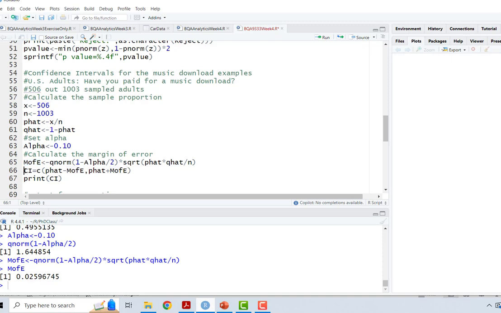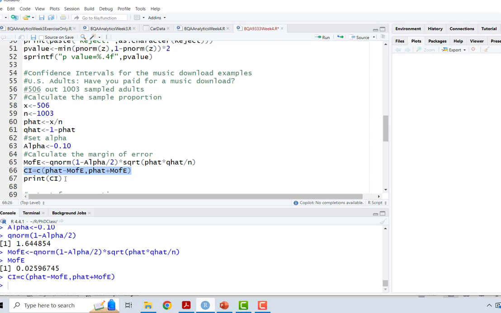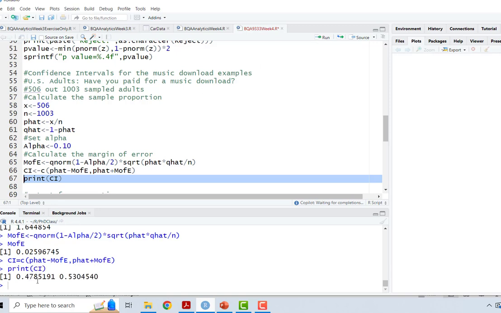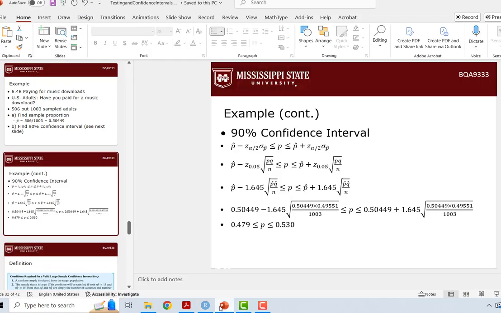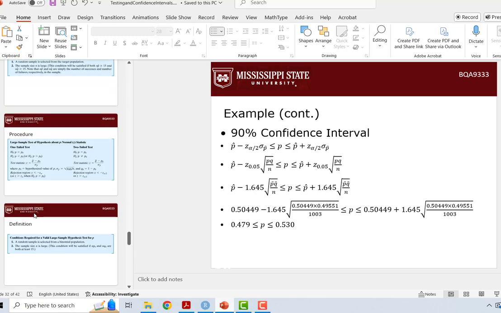And the confidence interval is just the p hat sample estimate minus the margin of error, plus the margin of error. Let's print it out. And we go from 0.479 to 0.530 to 3 decimal places. Again, exactly the same: subtract the z-score, add the z-score multiplied by the square root of p hat times q hat all over n. Okay, and that's it for the proportion example.